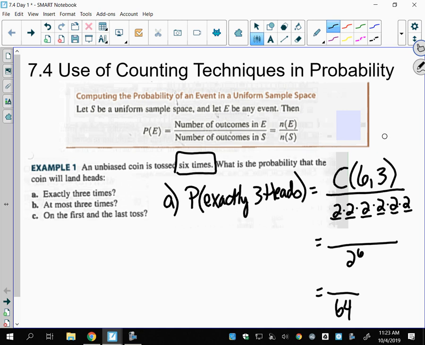This is where I'm okay with you using your calculator to get 6 choose 3. If you need a reminder of how to do that, let me know. But I believe that we just get 20 on the top. So if we reduce that fraction, we get 5 out of 16. Or that's 0.3125, or a 31.25% chance of that happening. Okay? So we know the bottom number is not going to change, but for each of these other ones, we're going to figure out the other one.